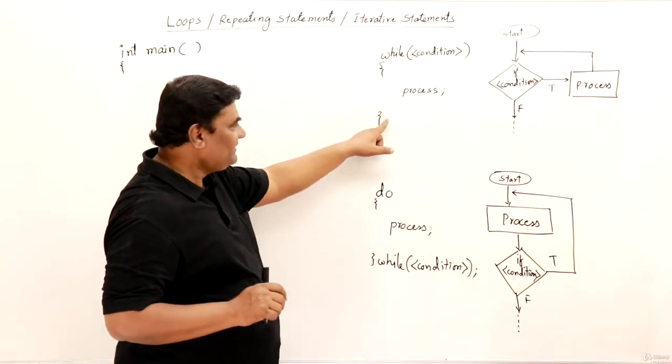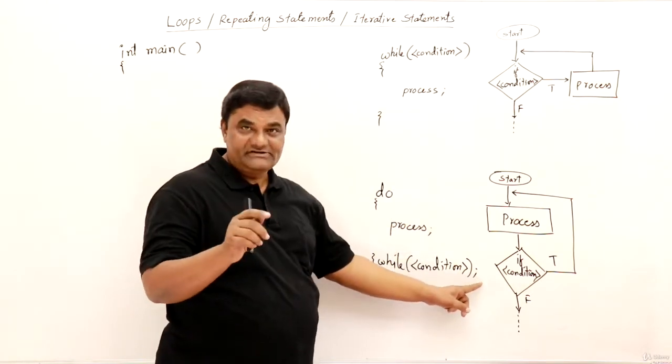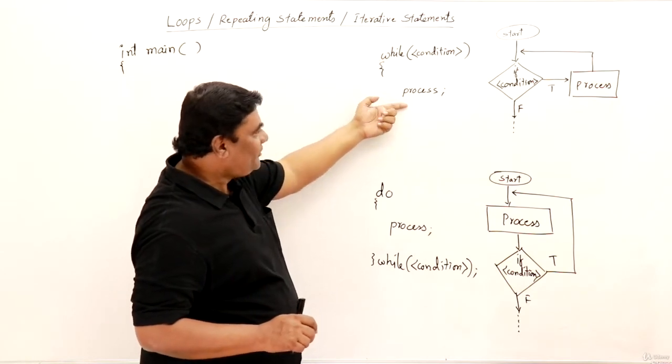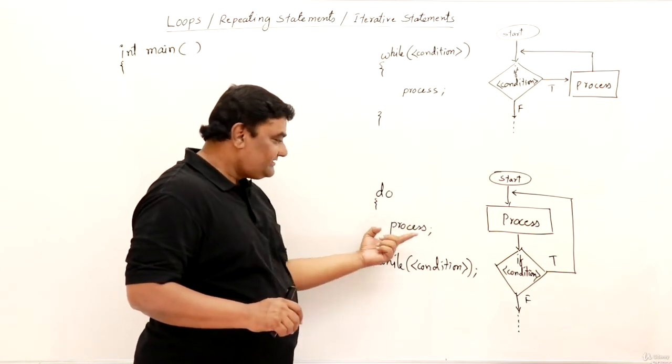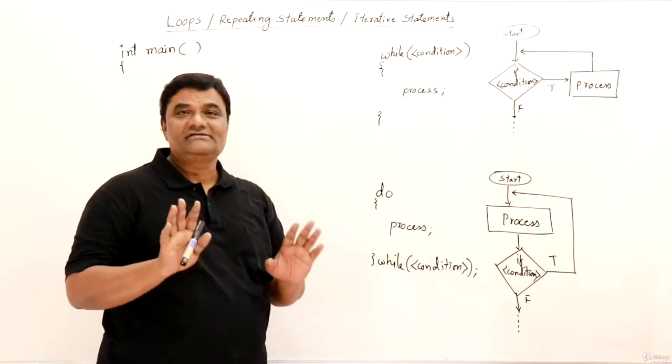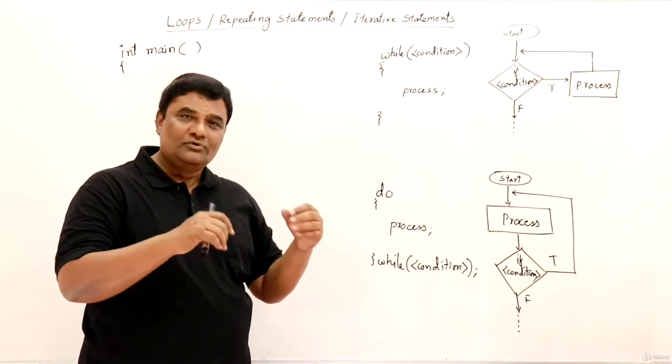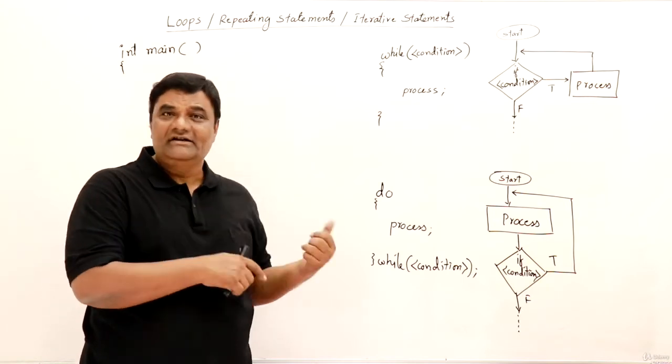There is no need of semicolon here, but here semicolon is must. So this is first checking the condition, then performing process. This is first processing and then checking the condition. This is the difference. So there's a minor difference. It's not a big difference. They are almost same. Mostly students get confused here.